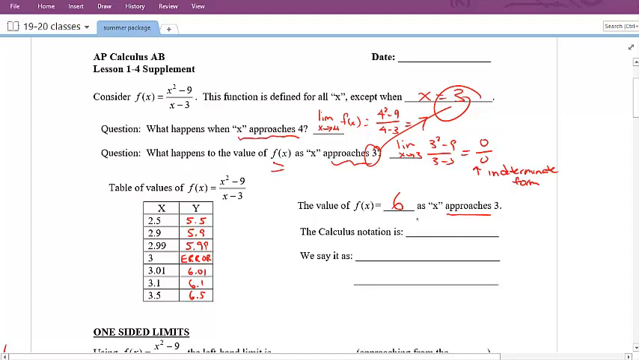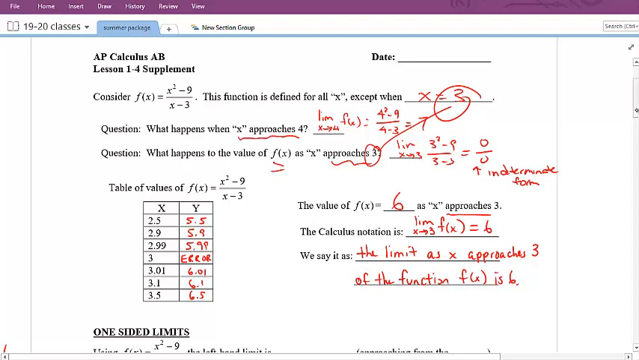And so the calculus notation here is this: the limit as x approaches 3 of the function f of x equals 6. And I'll write this down in words once again: the limit as x approaches, I didn't say equal, remember, approaches 3 of the function f of x is 6.